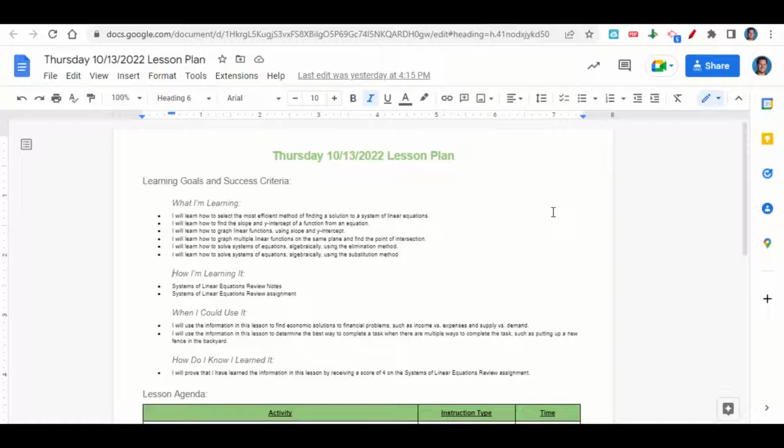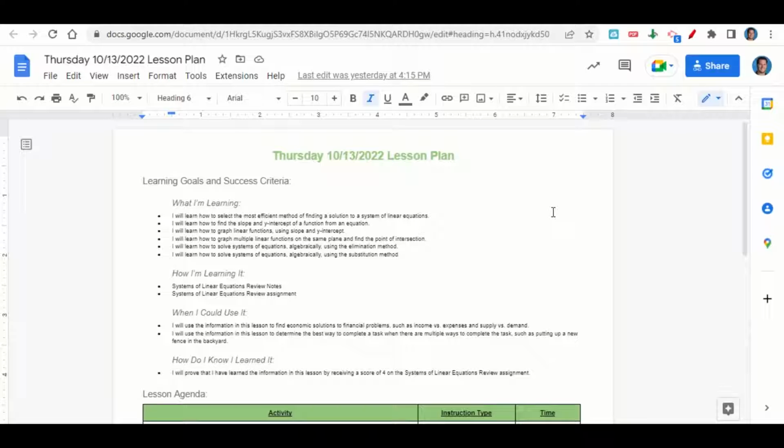First, what are we learning? We're learning how to select the most efficient method of finding a solution to a system of equations, how to find the slope and y-intercept of a function from an equation, how to graph linear functions using slope and y-intercept, how to graph multiple linear functions on the same plane and find the point of intersection, how to solve systems of equations algebraically using the elimination method, and how to solve systems of equations algebraically using the substitution method.